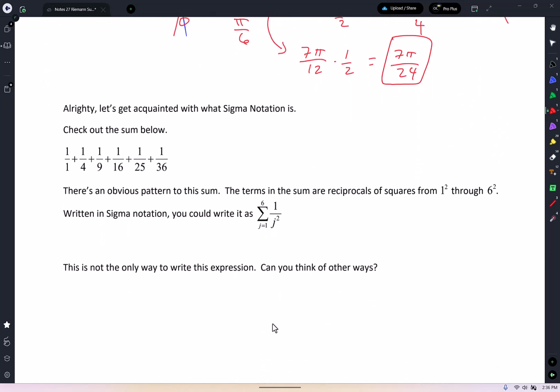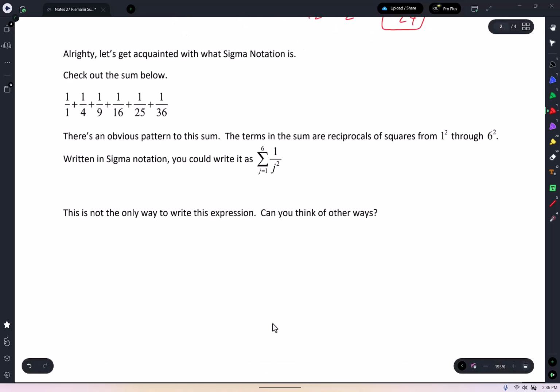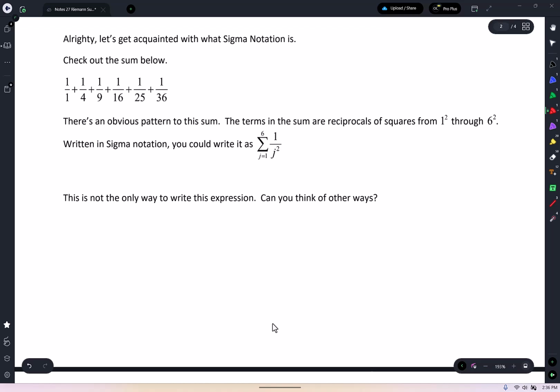Now for this, if you've had statistics, this will be really easy for you. It'll be like a walk in the park. If you haven't had statistics, it's still easy if you put in a little bit of thought and practice. You guys ready? It says let's get acquainted with what sigma notation is.